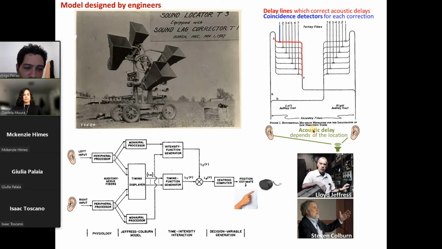A sound that is more in the middle would follow similar delay lines. We would have no delay line to correct, so it would be like neuron 4. So this architecture proposed by this engineer would be able to use these delay lines and coincidence detectors to activate different neurons, different coincidence detectors, in order to detect which is the delay and which is the position.